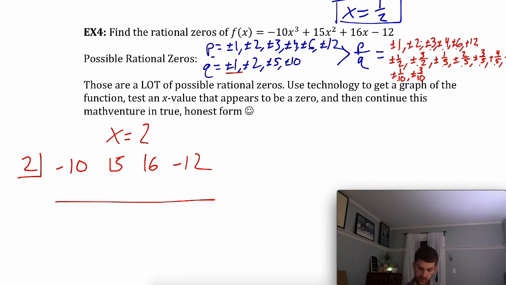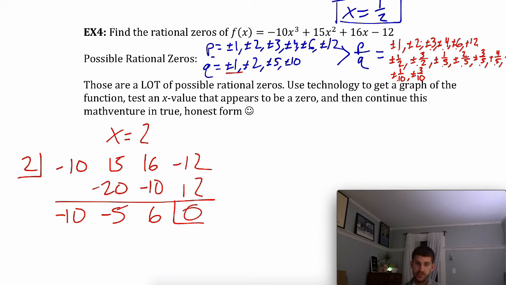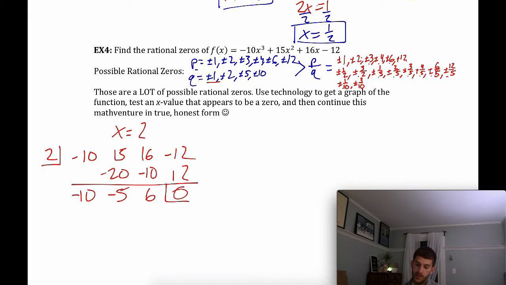Going through our procedure, we drop the -10, multiply that by positive 2, we get -20. Add those together, we get -5. Multiply by positive 2, we get -10. Add those together, we get positive 6. Multiply that by 2, we get 12. Add those together, we get 0, which is good because that's our remainder. So now x equals 2, the factor equivalent is x minus 2. And now we're left with -10x squared minus 5x plus 6.